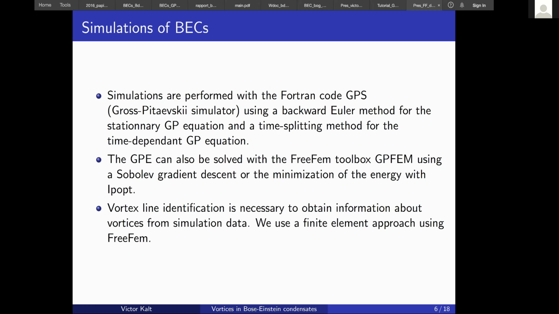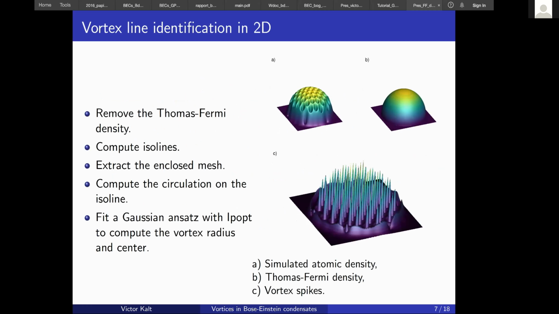Once the simulations are done, we want to identify vortex information, and in 3D vortex line information, which is the main goal of the presentation. And this is done using FreeFEM and finite elements. So I will start with a 2D case. Here we have in figure A a plot of the density, so the modulus of the wave function. And we see the background density, which is an ellipsoid, as we use a harmonic potential.